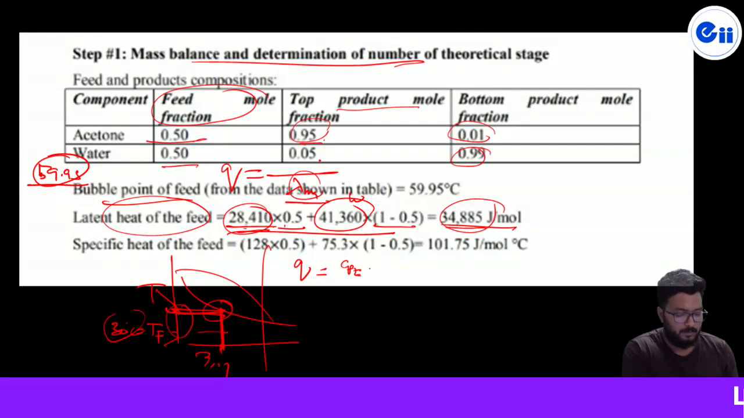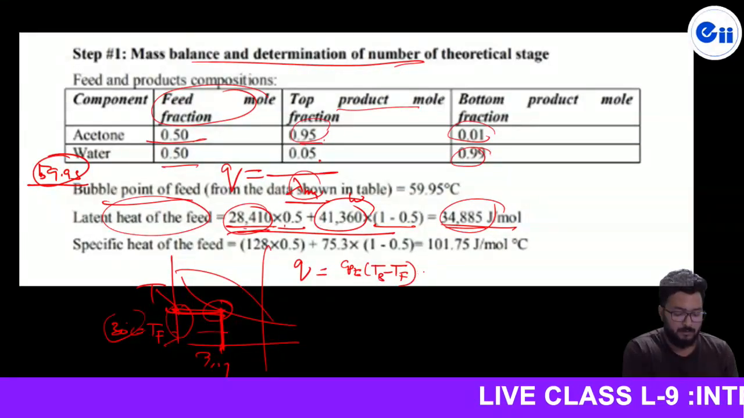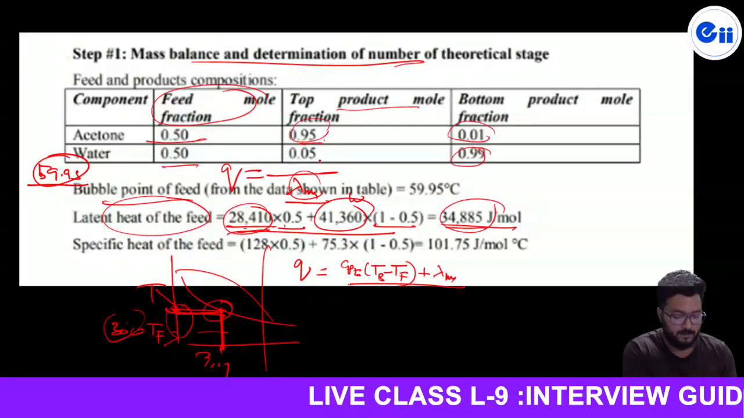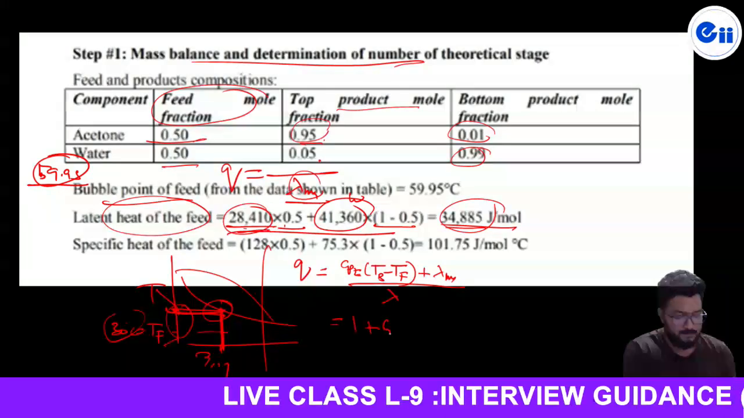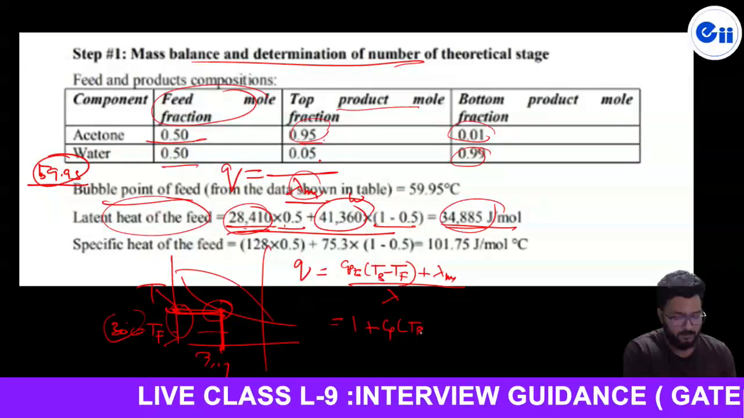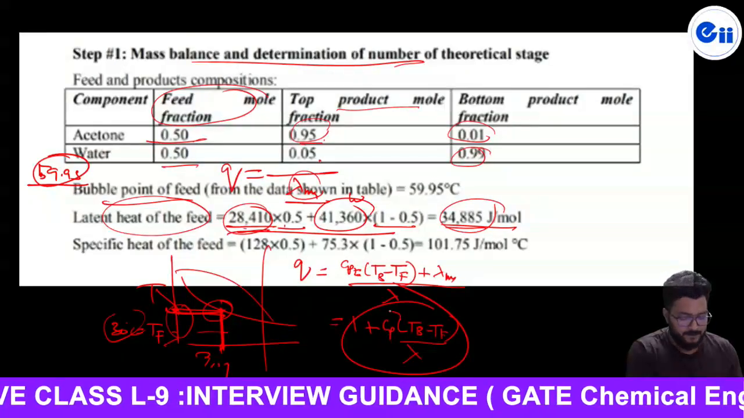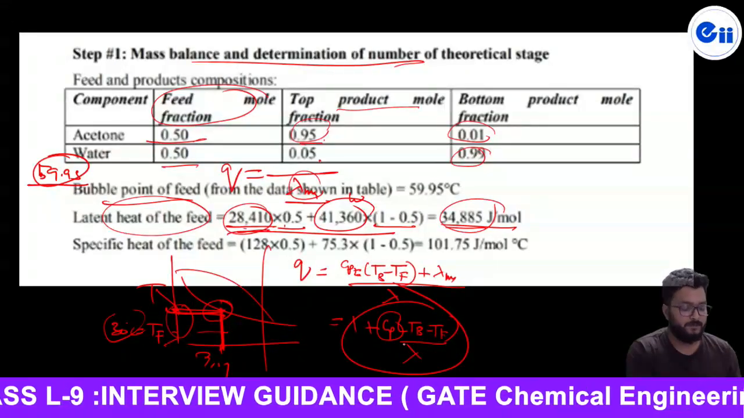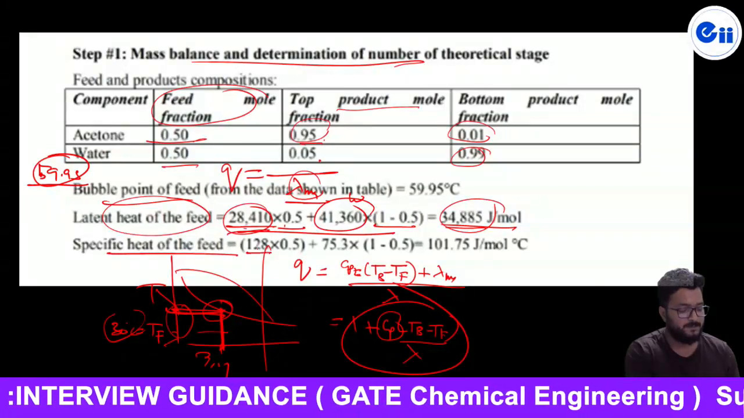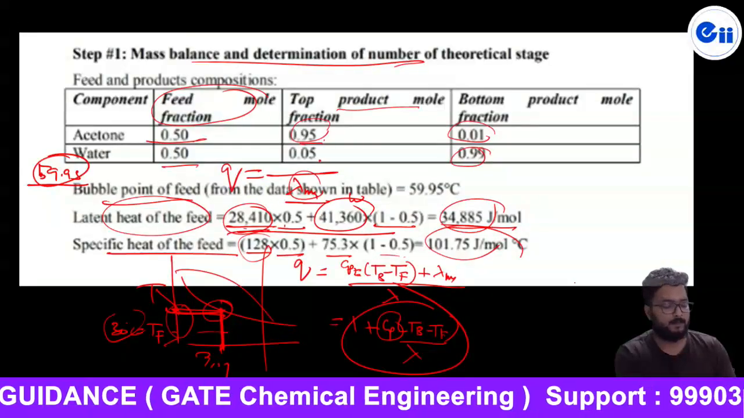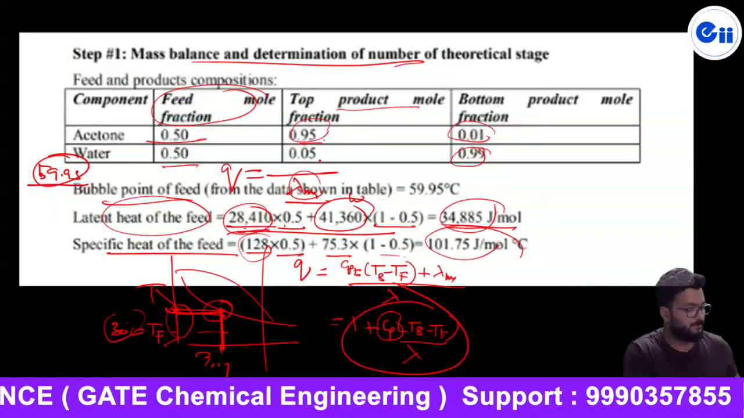Okay, and this is obviously T minus T bubble point minus T feed point, and plus lambda v, lambda of mixture upon lambda, and that is 1 plus Cp into Tv minus Tf upon lambda, and everything Cp of the mixture. If you want to go for Cp of the feed mixture, then obviously we have to go for the corresponding Cp of acetone into mole fraction and water into mole fraction, and then we can write like that. And by this way we can calculate the value of Q here.